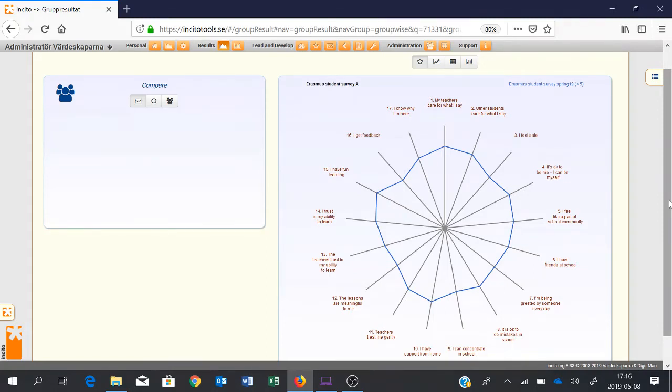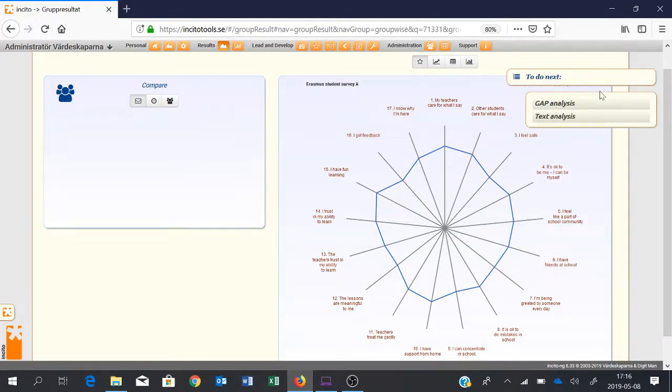Welcome. I will now show you how to make the gap analysis. That is the changing engine of this project, the early warning, early reaction. In this case, I'm looking at this one. The lessons are meaningful to me, and I will make a gap analysis from that.